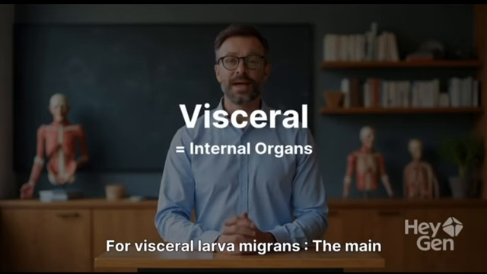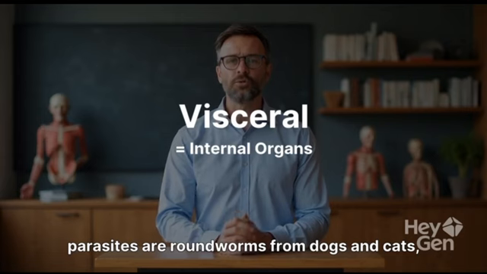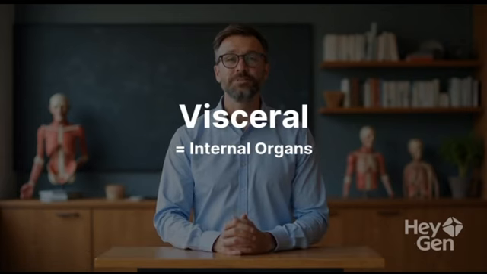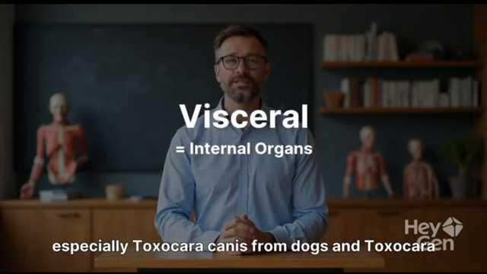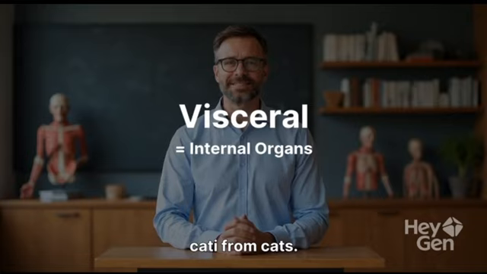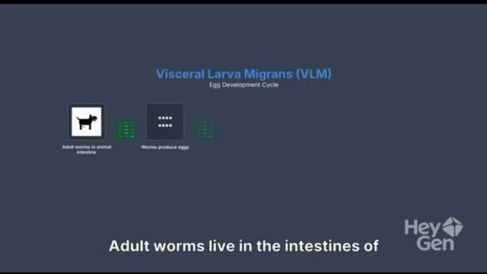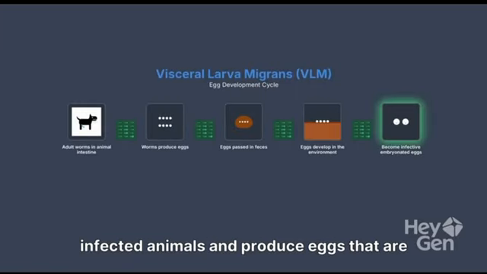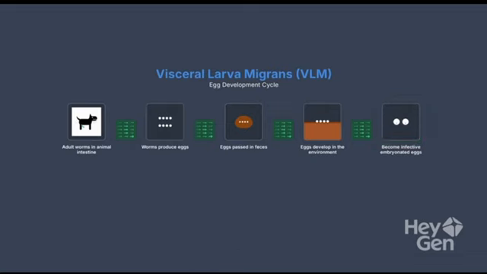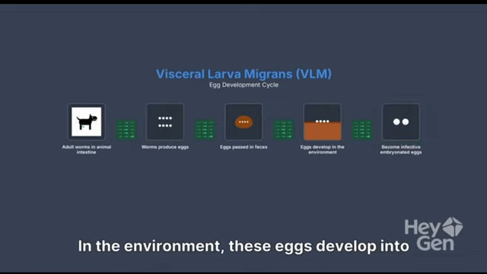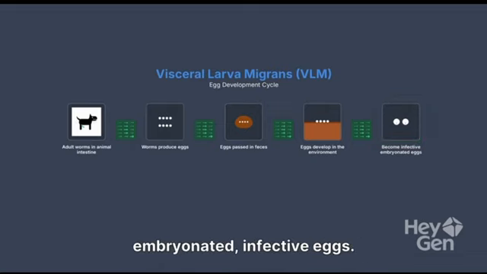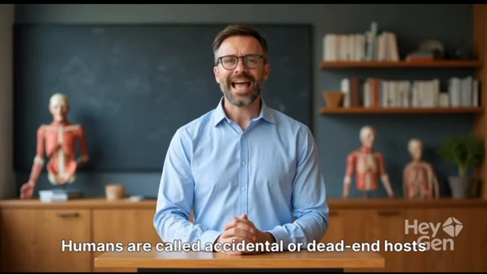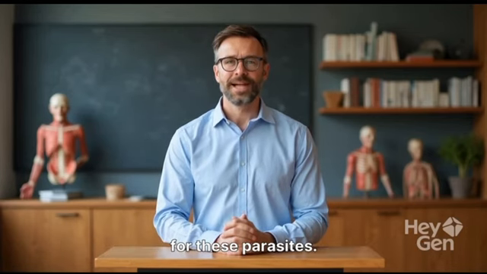For visceral larva migrans, the main parasites are roundworms from dogs and cats, especially Toxocara canis from dogs and Toxocara cati from cats. Adult worms live in the intestines of infected animals and produce eggs that are passed in feces. In the environment, these eggs develop into embryonated, infective eggs. Humans are called accidental or dead-end hosts for these parasites.